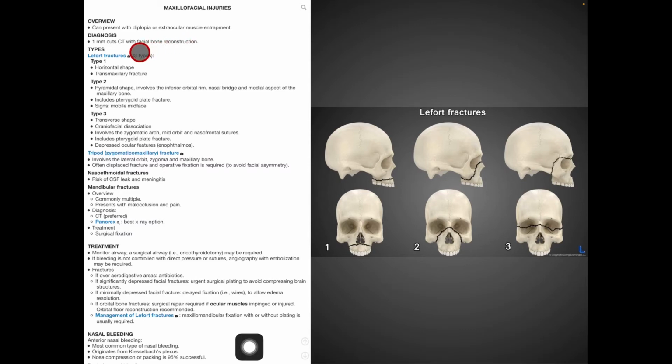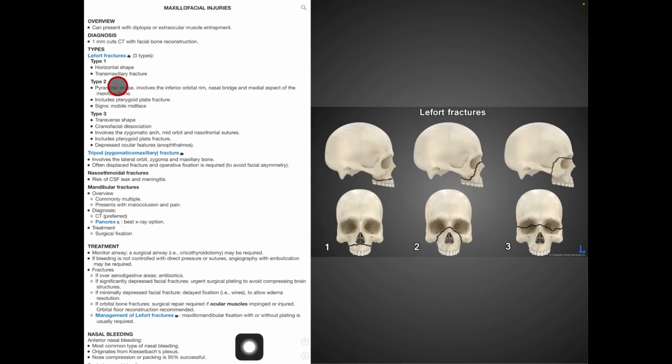There are three different types of Lefort fractures classified by their shape. Type 1 Lefort fracture is a horizontal shape and it's a transmaxillary fracture. You can see here it's horizontally transmaxillary. Fractures through the maxilla, transmaxillary.